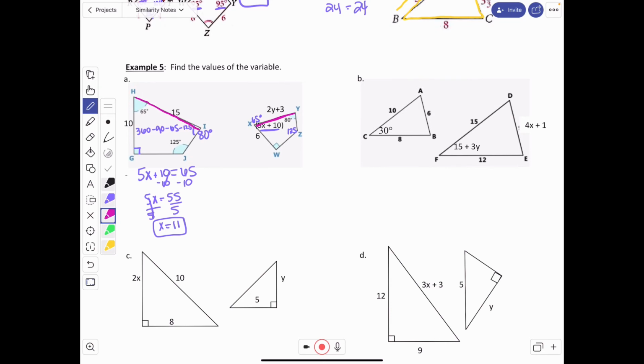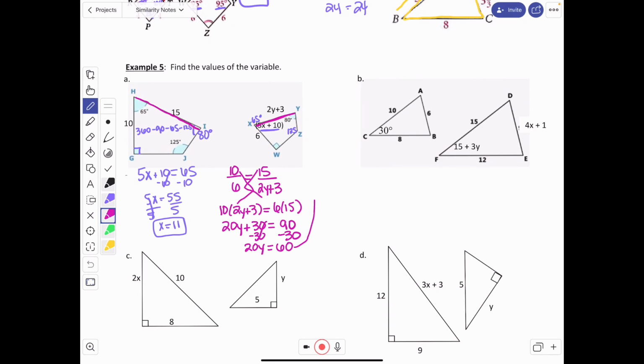So what we do is we got to set up a proportion. So I'm going to do 10 to 6 equals 15 to 2y plus 3. And now we're going to cross multiply. So when I cross multiply, I have 10 times 2y plus 3 equals 6 times 15. Okay, so now I'm going to simplify. I'll get 20y plus 30, and 6 times 15 is going to be 90. If I subtract 30, I'll get 20y equals 60.